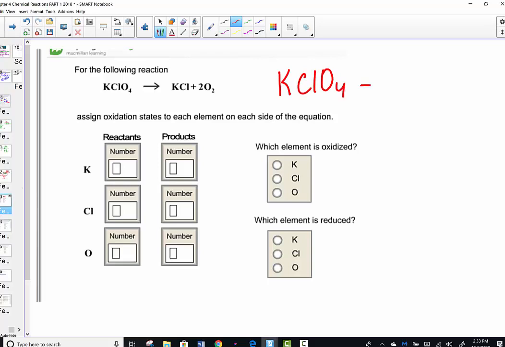Here's ClO4 forming KCl and 2 oxygens. Any element in a monatomic form, the charge is equal to the ion's charge, so K is a +1. Oxygen in a compound is usually a -2.